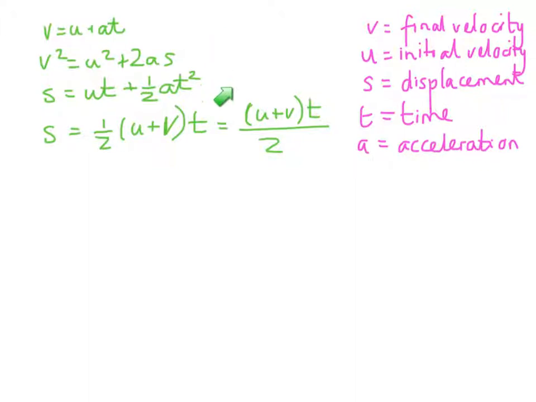In order to use the equations of motion, you have to use the SI units. So it's always going to be meters per second for velocities. Displacement needs to be in meters, time in seconds, and acceleration in meters per second squared.